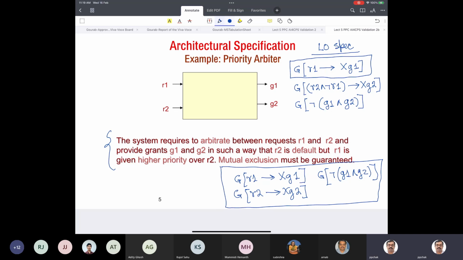If I write down this specification, can anybody tell me something about this specification? Sir, R1 has the higher priority, so that is not there. No, but if somebody wrote down this specification, then what analysis could you do about this specification? Is this specification consistent?